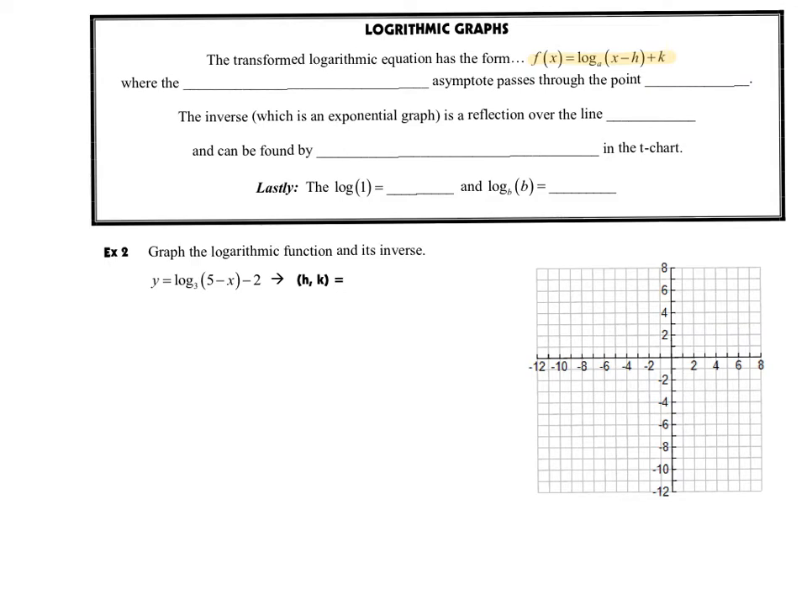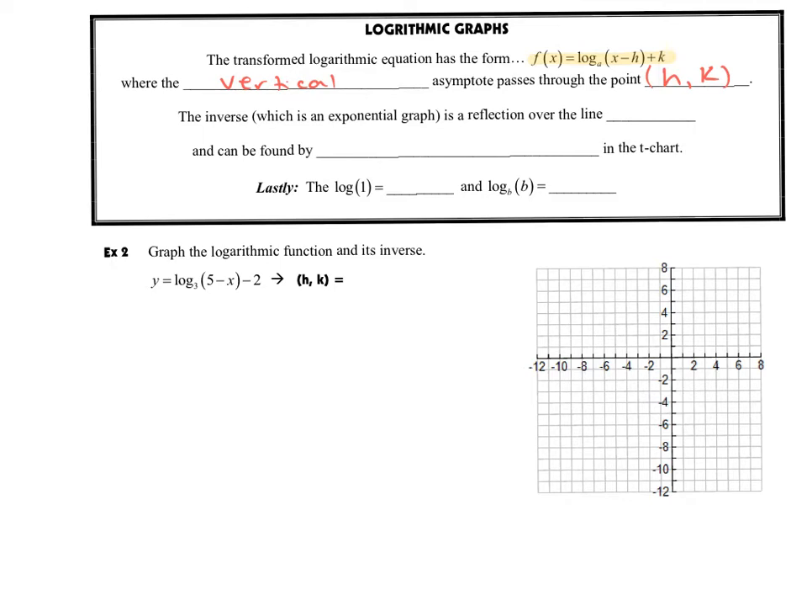And if you think about the parent graph that we talked about earlier in the chapter, all of our logarithmic graphs will have a vertical asymptote. And that vertical asymptote is going to pass through the point h, k. Now, since it's a vertical asymptote, it's going to be x equals some value, we can predict it's going to be x equals h, but there's really no reason to memorize that particular value.